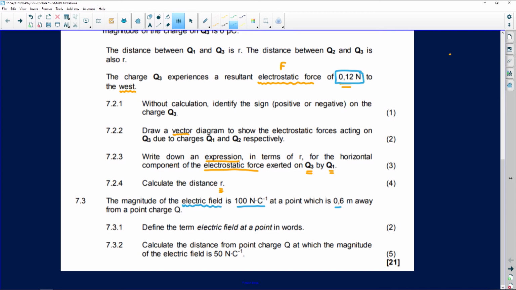7.3.1 says, define the term electric field at a point in words. Now this we already learned from grade 10 and grade 11, so we need to know the definition. That's why it's not really for a lot of marks. But remember, if you have to define a term in physics, the words do not change. Most memorandums have maybe 3 to 4 options of how you can answer it, but there are certain words that the examiner is looking for. Without those words, you do get penalized.